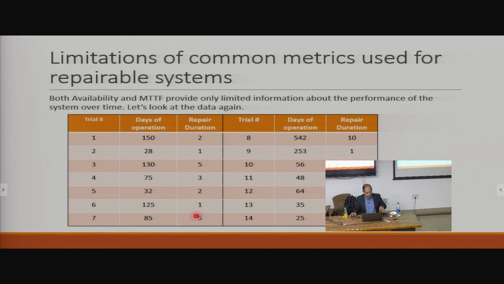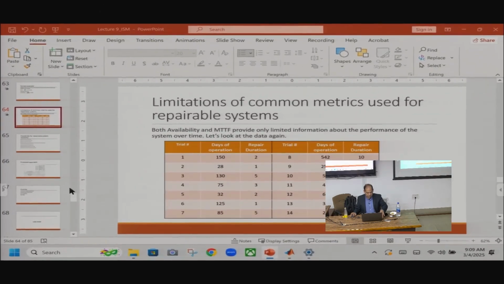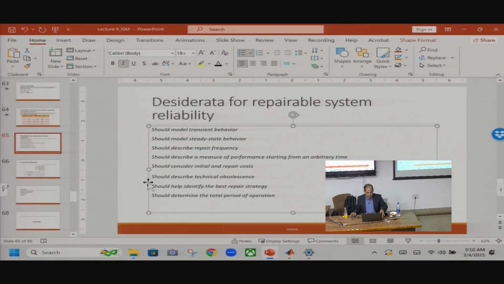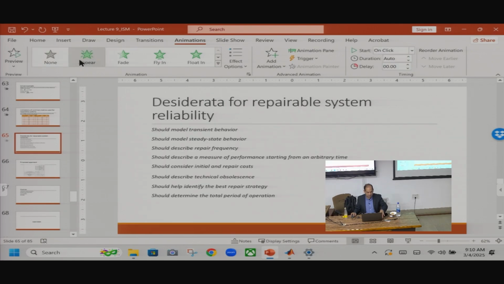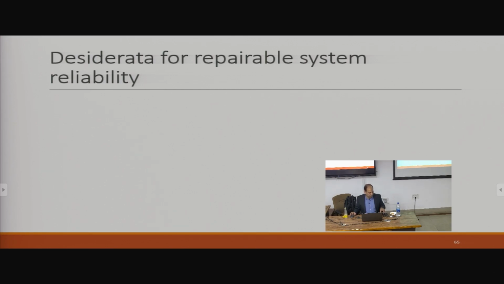Okay, so we will just do one thing here. I'll just make it appear one by one. Okay. So we created this list of desiderata for repairable system reliability. So obviously we're not talking about non-repairable systems, we're talking about repairable systems. That's why the whole concept of availability and MTTF comes.